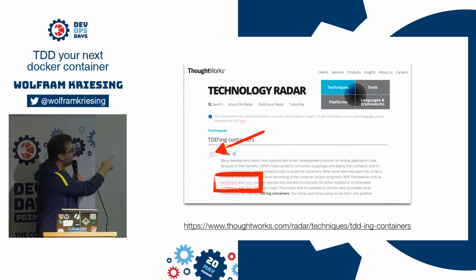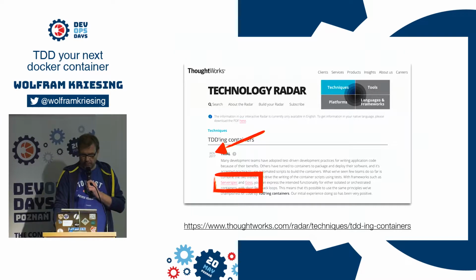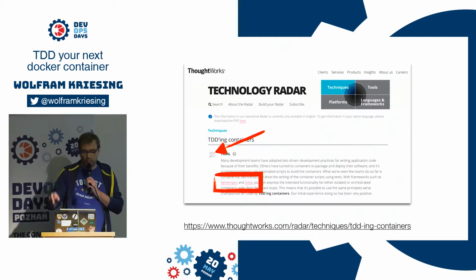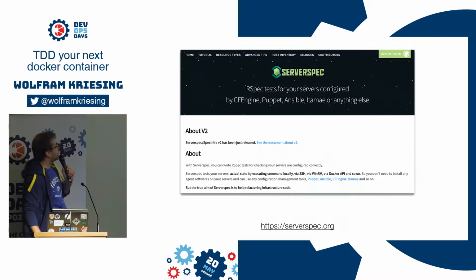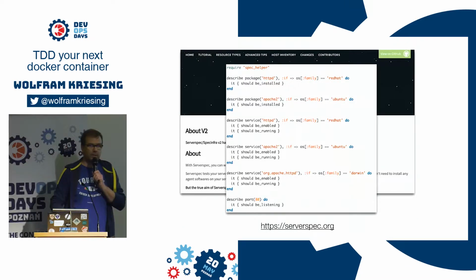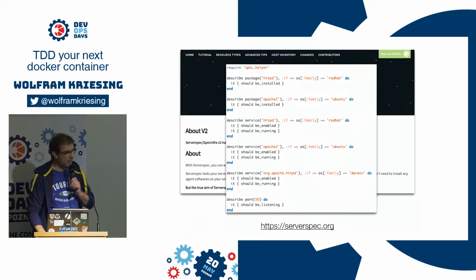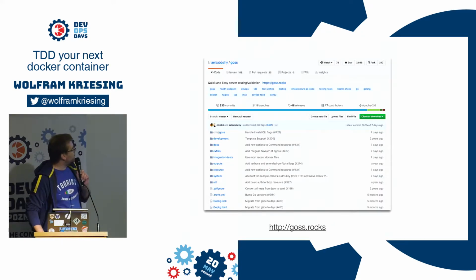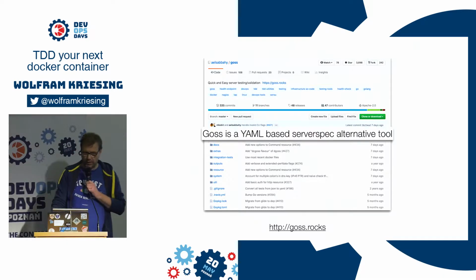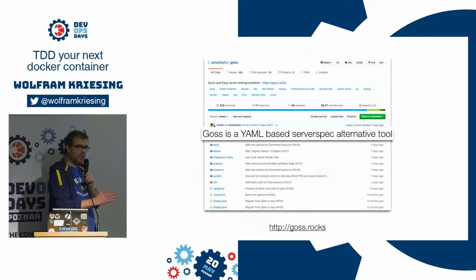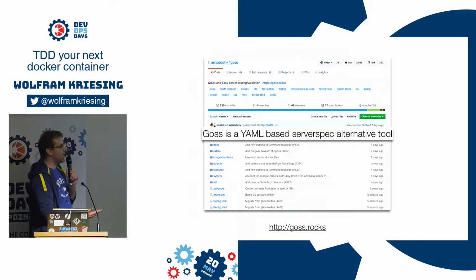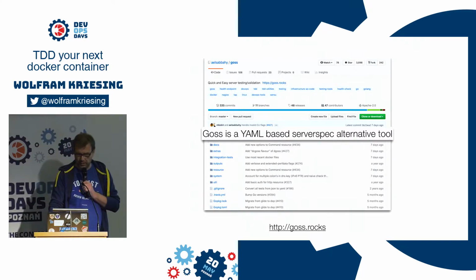Actually, there's two tools that were mentioned here. I would like to take apart one and then do some live coding. The first one is serverspec, which, if you're familiar with RSpec and Ruby style, is probably the way to go. And then there's another one which we're going to use now. It's called Goss. It was created in 2015, about a year after serverspec, and it's a YAML-based serverspec alternative tool.